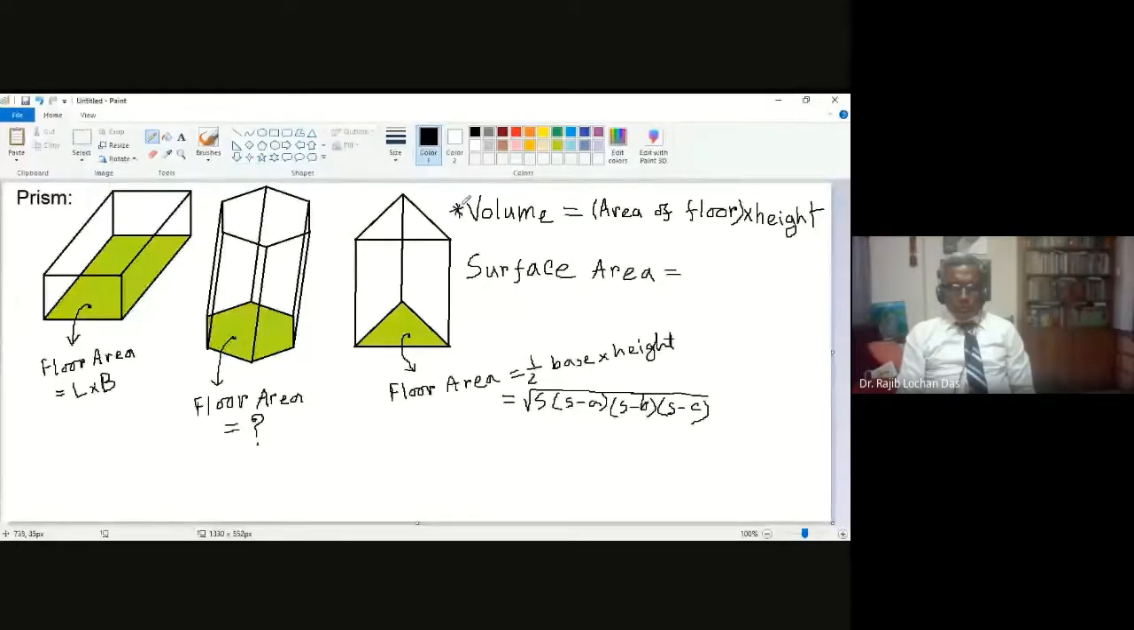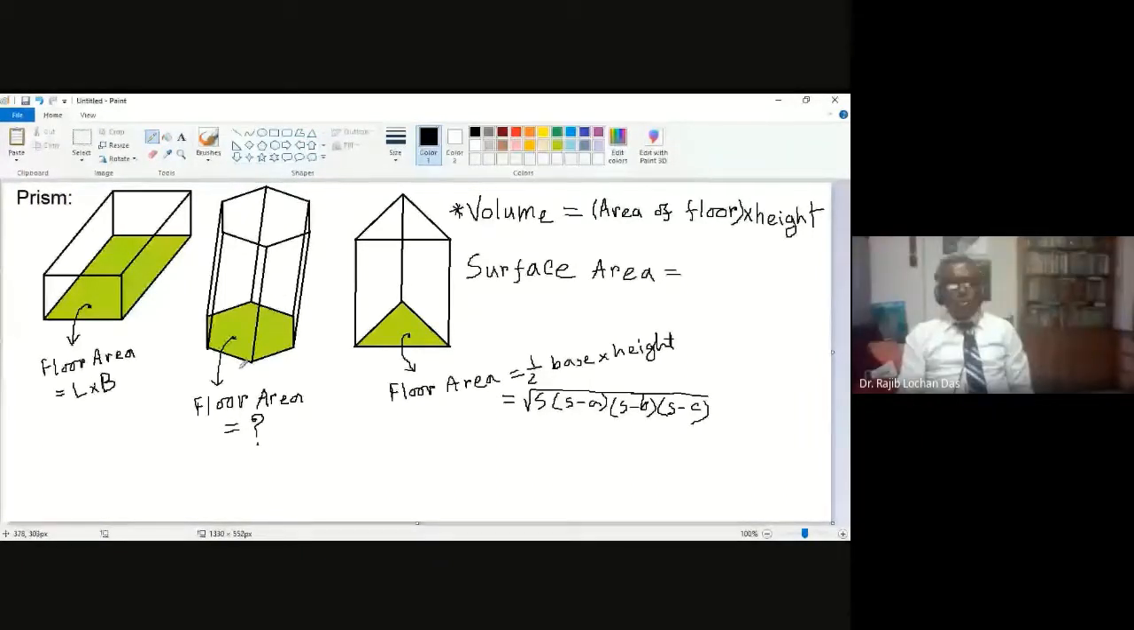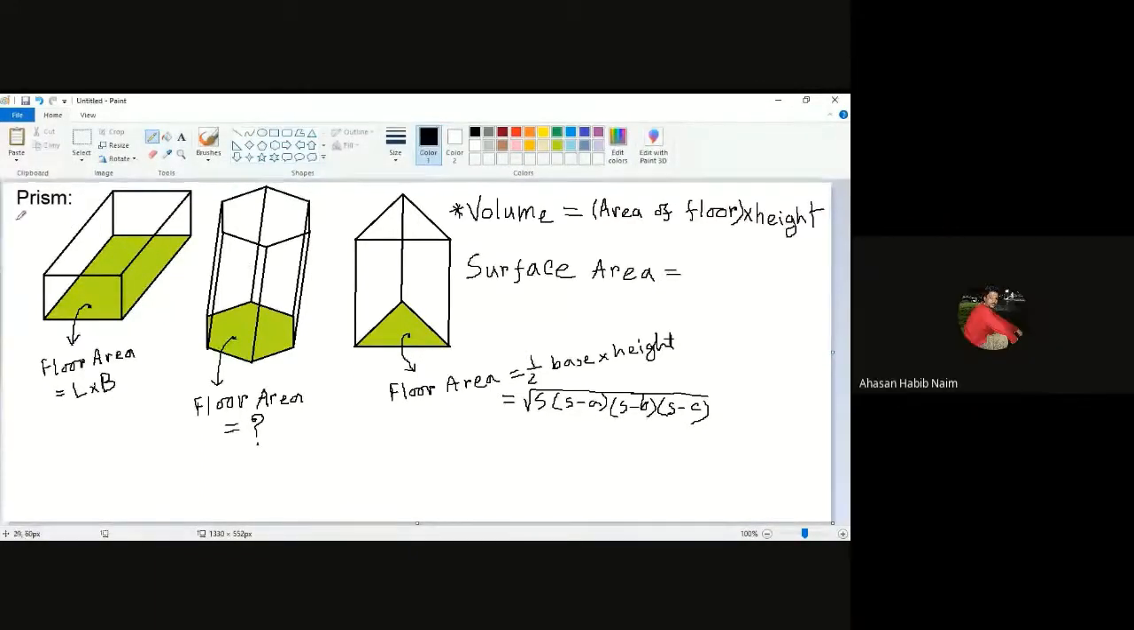Now think about surface area. You do not know this floor area, no matter. If you do not know something, I will not give you any question like that. Don't worry about that, I will give you questions on what you already know. Now think about surface area. What is the surface area in a prism? What do you understand by that?